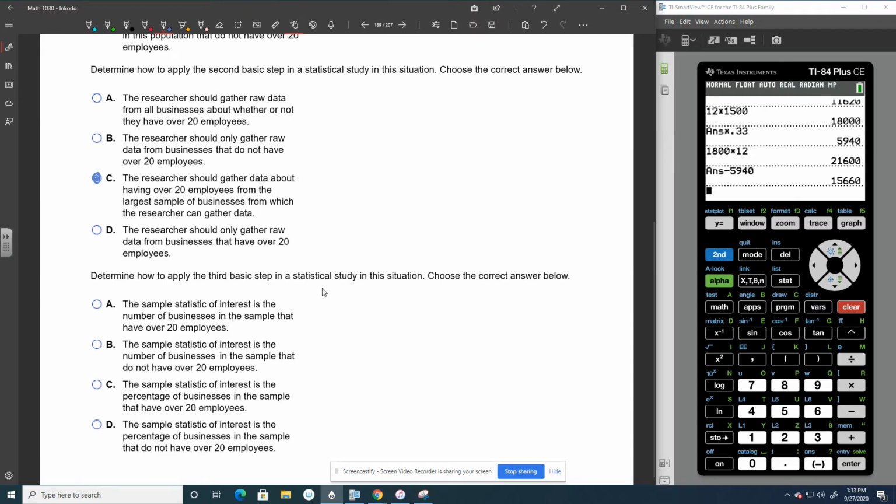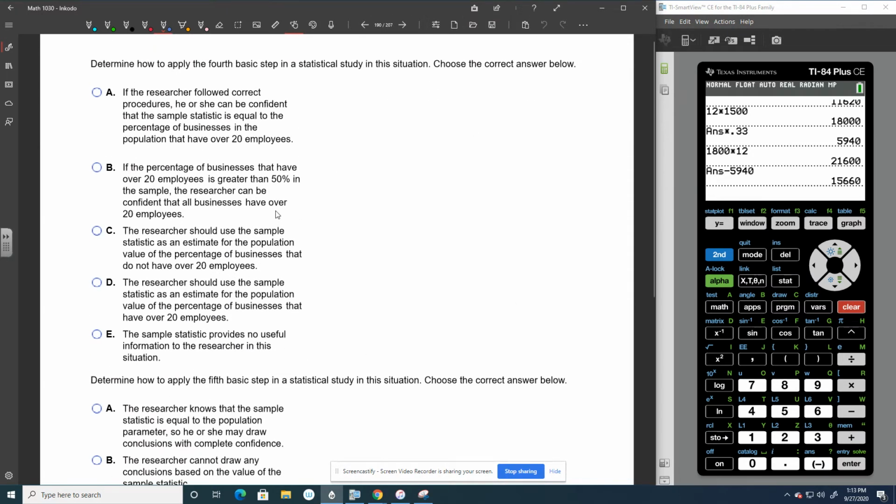Part C, determine how to apply the third basic step. The sample statistic of interest is the number of businesses in the sample that have over 20. The sample of interest is the number of businesses in the sample that do not have. The sample is the percentage of businesses that have over 20, or the sample of interest is the percent of businesses in the sample that do not have over 20. So we're looking for the percent of businesses that do have over 20, not the number of businesses. We're looking for the percent, right?